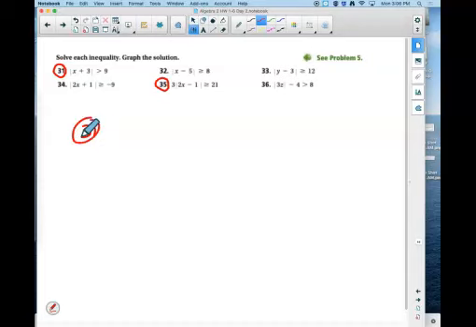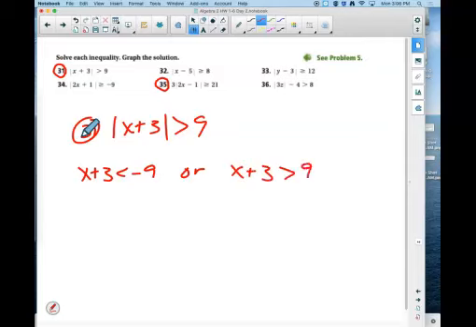So 31 is the absolute value of x plus 3 is greater than 9. Now this one, we've already isolated the absolute value. It came that way. We don't see any additional numbers on the left-hand side that are outside the absolute value bars. So absolute value and greater than, this is an OR statement. X plus 3 will be less than negative 9, or x plus 3 will be greater than positive 9. And both of these we solve by subtracting 3 from both sides.